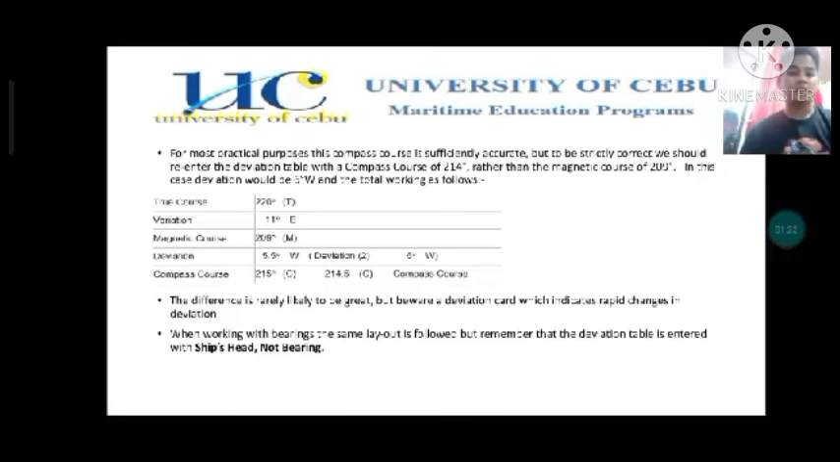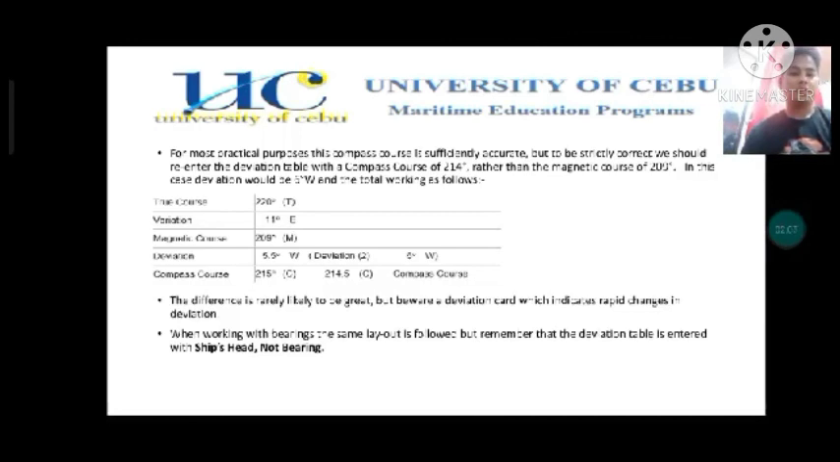we enter the deviation table with a compass course of 214 degrees rather than the magnetic course of 209. In this case, deviation would be 6 degrees and the total working as follows. The true course is 220 degrees and the variation is 11 degrees. The magnetic course is 209 degrees. The deviation is 5.5 degrees and the deviation is 6 degrees. Compass course is 215 degrees and 214.5 degrees.